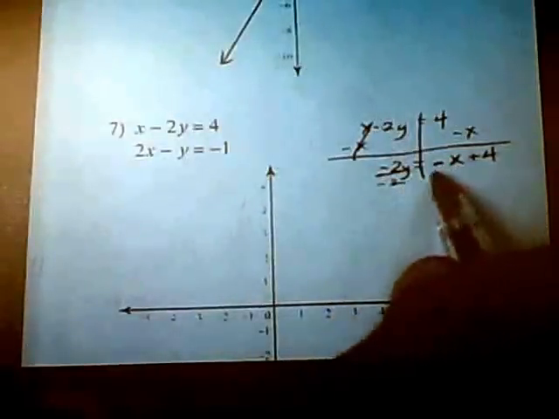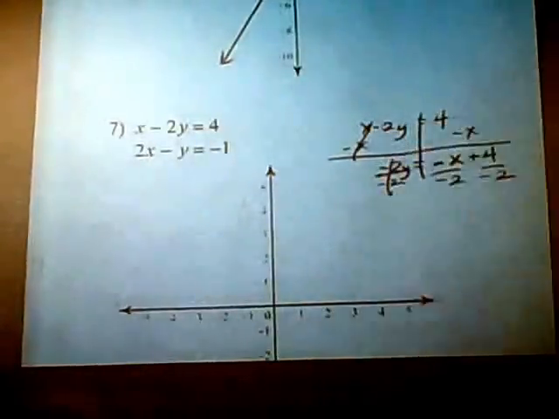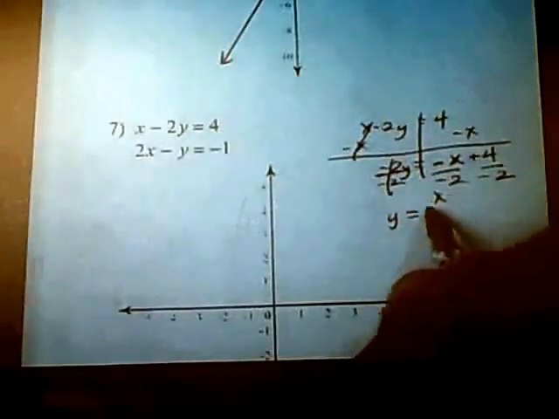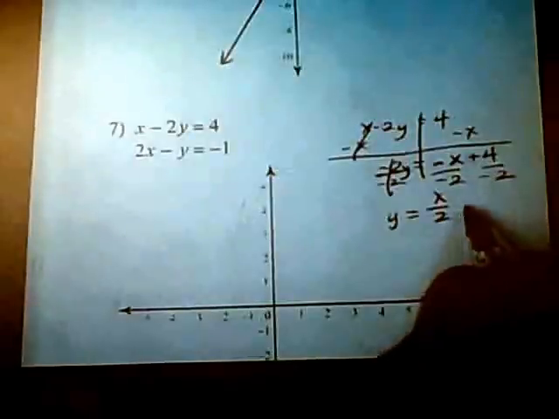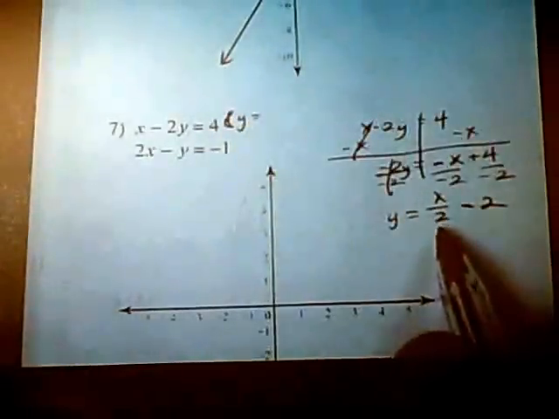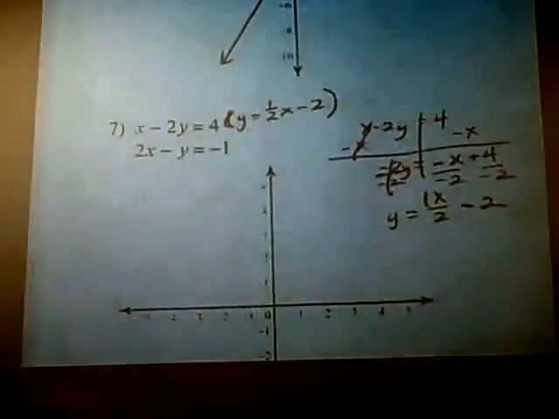So solve for y. I have to divide both sides by -2. That means I'm dividing everything by -2. This cancels, leaving me with y equals. Negative and negative cancels out, so I have x divided by 2 plus, 4 divided by -2 is minus 2. So this equation right here turns into y equals, and now here's the thing, this x divided by 2 is the same thing as saying 1/2 x minus 2. So this equation becomes 1/2 x minus 2. Now I can graph that.